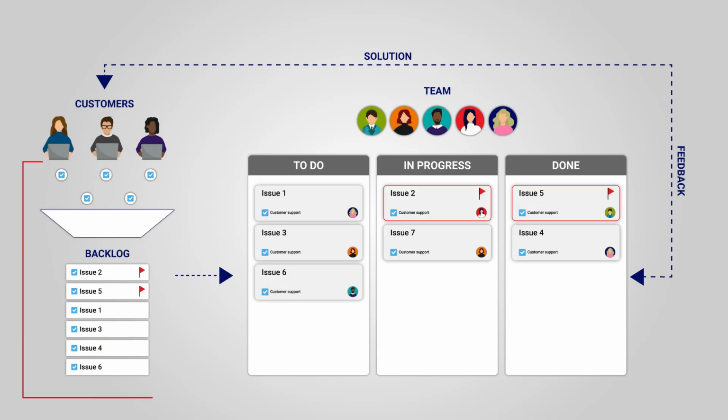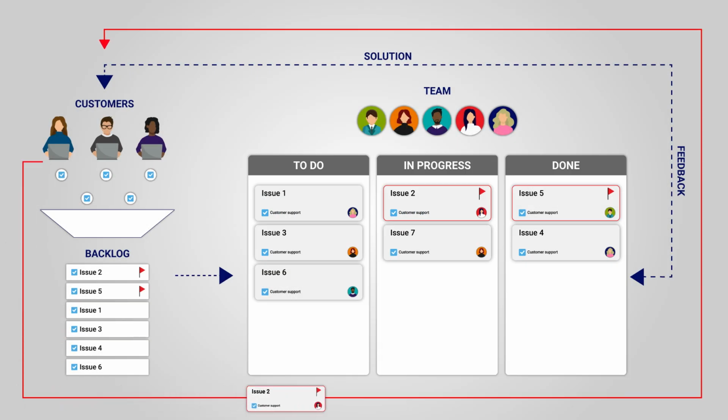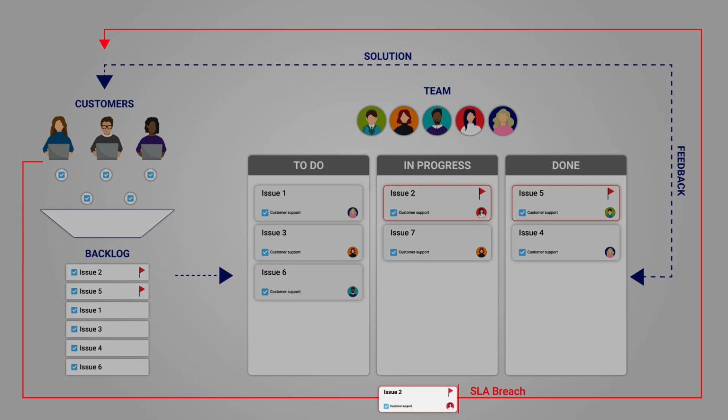SLA breaches occur when issues are not resolved within the agreed-upon time frame. Tracking SLA breaches involves monitoring the time each item spends in the workflow and comparing it against the SLA targets. Frequent SLA breaches can indicate inefficiencies in the workflow, resource constraints, or other issues that need to be addressed.